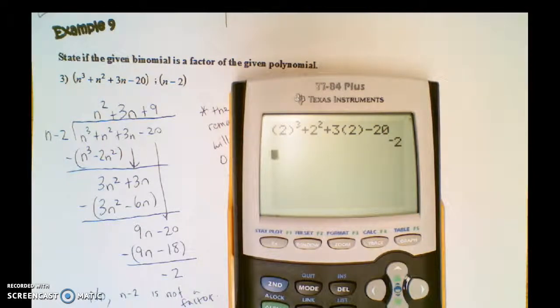So again, just a summary: if a binomial is a factor, there should be no remainder when you do division, or if you plug the root into the expression, you should get 0. Try the other example on your own.